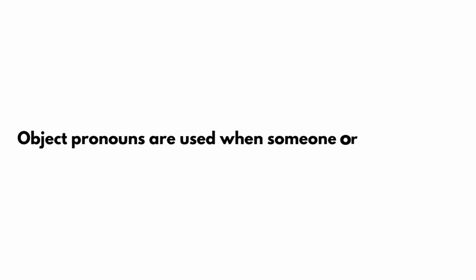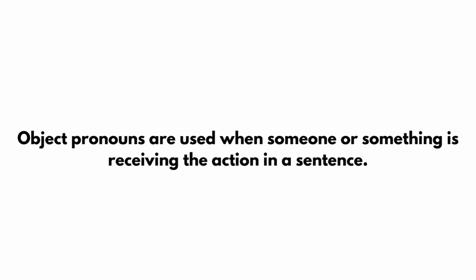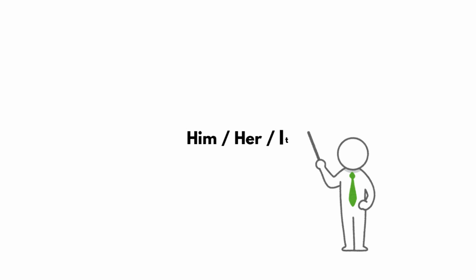Object pronouns are used when someone or something is receiving the action in a sentence. They replace objects like the book, John, or my parents. Here are the object pronouns: me, you, him, her, it, us, them.